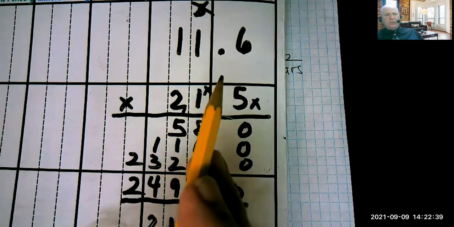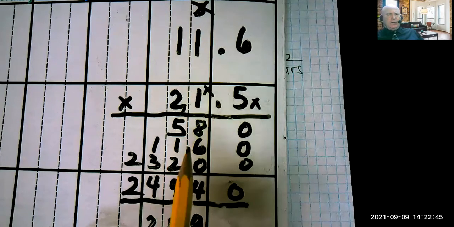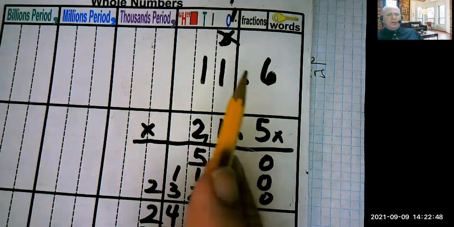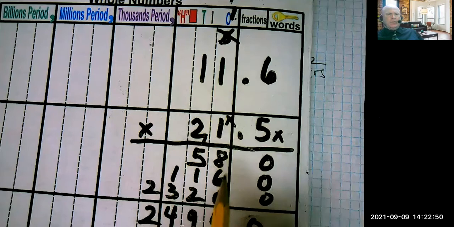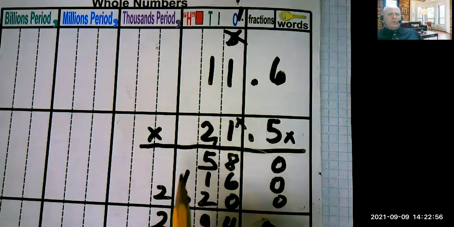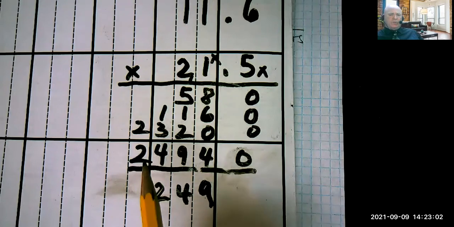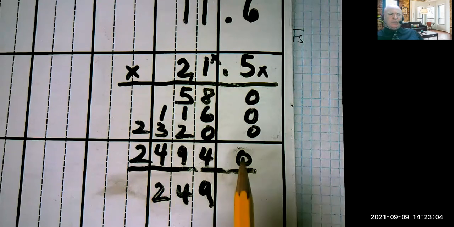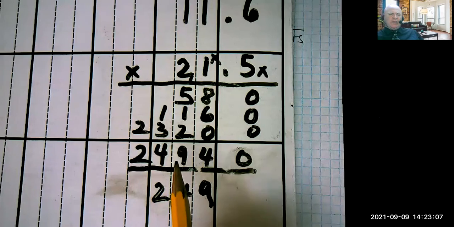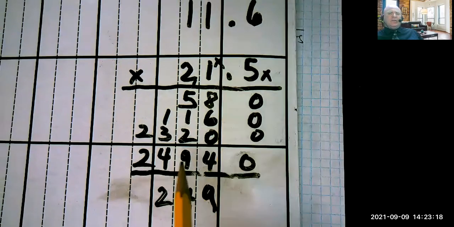Again, go to the right. 2 times 6 is 12. You'll carry your 1, come back down. 2 times 1 is 2, plus the one you carried is 3. Come back down. And 2 times 1 is 2. So the answer preliminary is 24,940. What is that? 24,940.